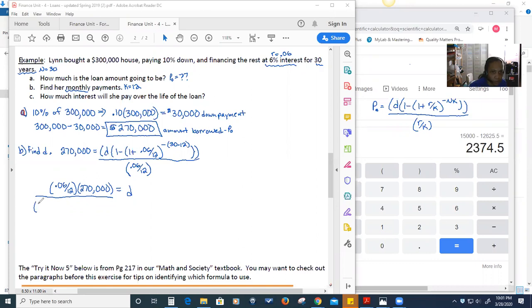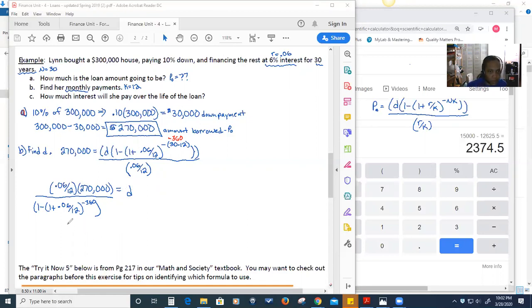So parenthesis 1 minus, parenthesis 1 plus, 0.06 over 12 to the power of, oh, and I should have multiplied it. So this 30 times 12, you can punch that in really quickly. You should get negative 360. So negative 360. Close the parentheses. All right.